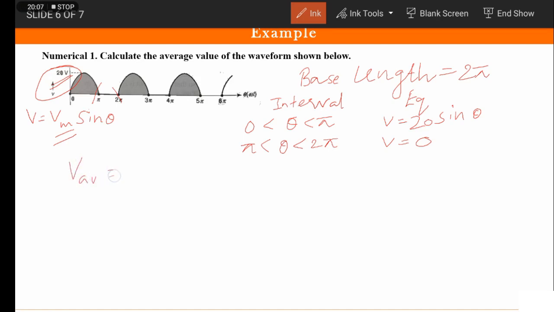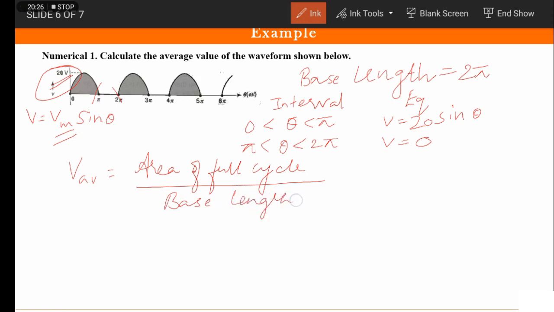What is the formula for V average? We will be calculating the area. Are we going to take the full cycle or the half cycle? We are going to take the full cycle. Why? Because the signal is an unsymmetrical signal about the base length. So this is going to be the area of the full cycle, meaning we take it from 0 to 2 pi, V d theta. And what is my base length? It is 2 pi. Very good.